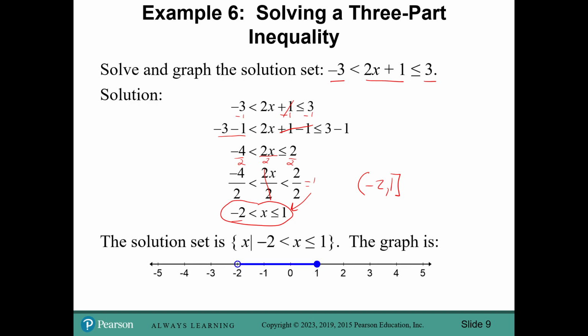But we also need to graph it on our number line. So I'm going to go to negative 2, do the open circle here, open circle on negative 2 because it's not equal to, closed circle on 1 because it is equal to, and connect my dots here. So it lives between negative 2 and 1. And we have it graphed. That concludes our chapter 6.4 lecture.